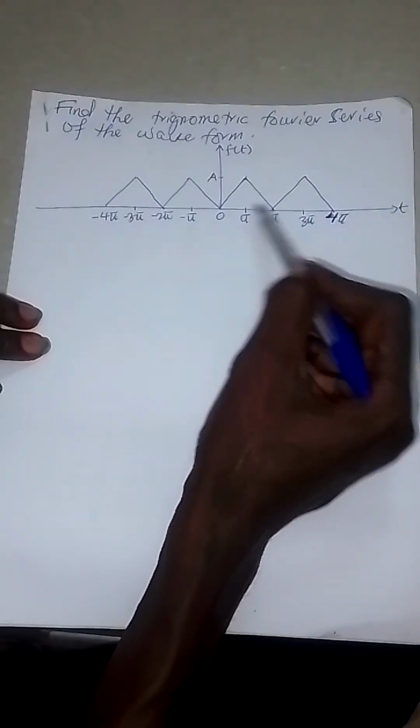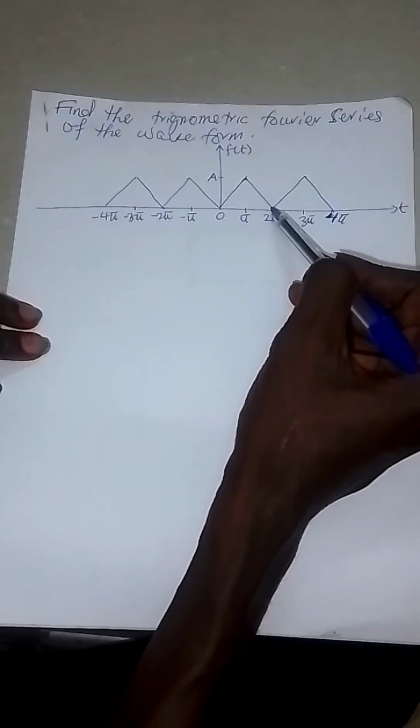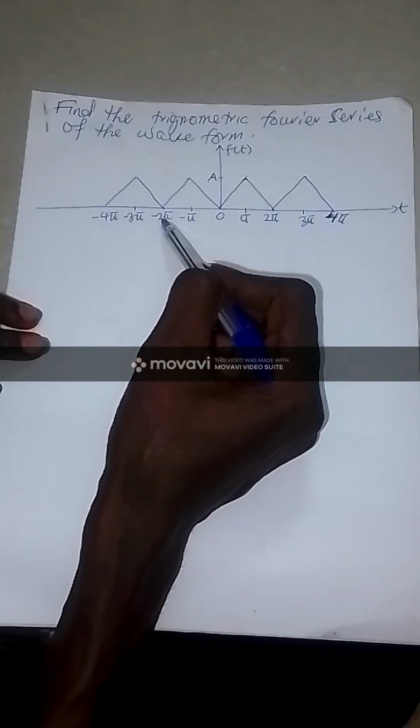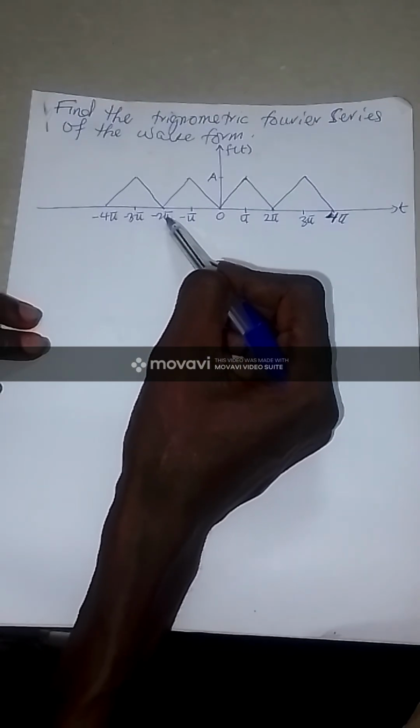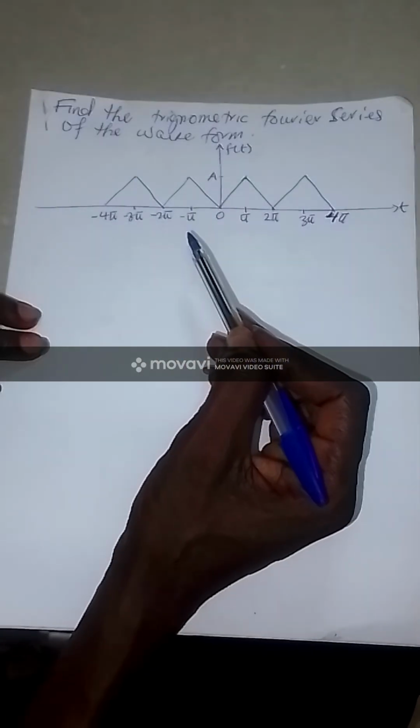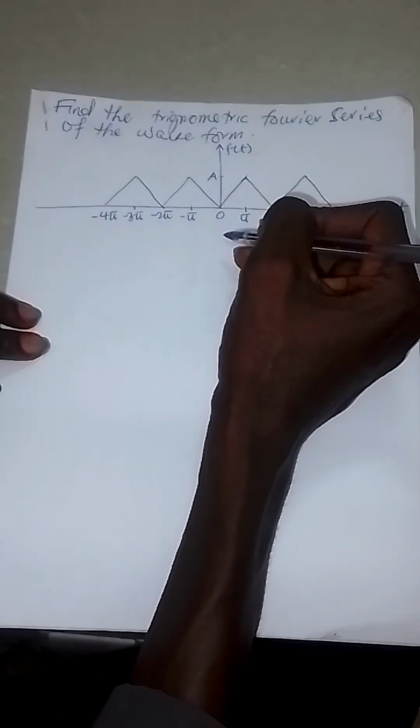So from 0 to 2 pi, the period is 2 pi. 2 pi to 4 pi, the period is 2 pi. Minus 4 pi to minus 2 pi, the period is 2 pi. Minus 2 pi to 0, the period is 2 pi. So everywhere you go, the period is 2 pi. The period must always be constant, as it is in this question.